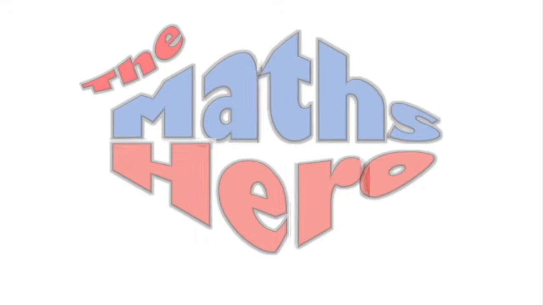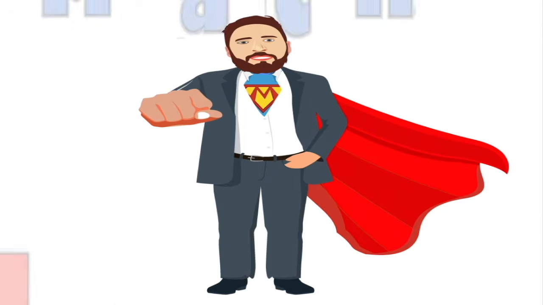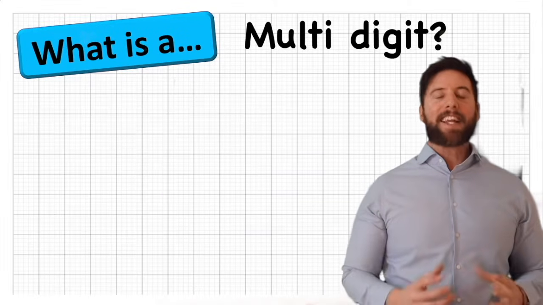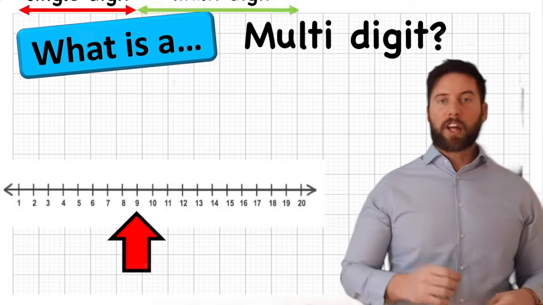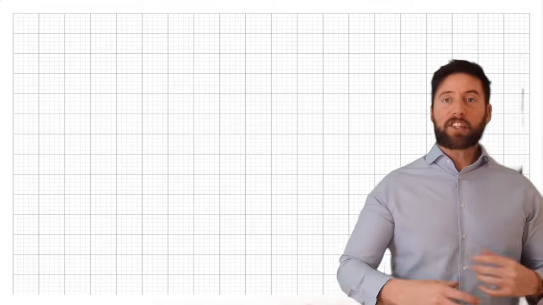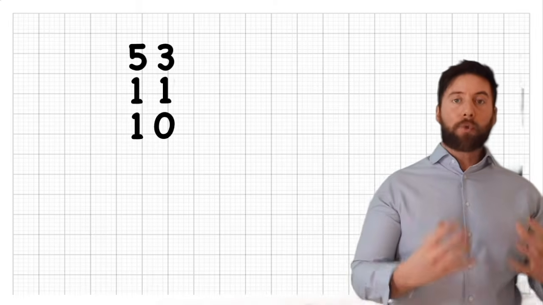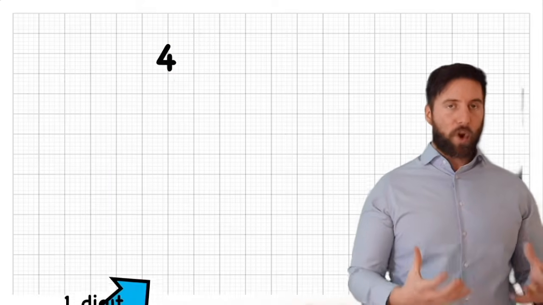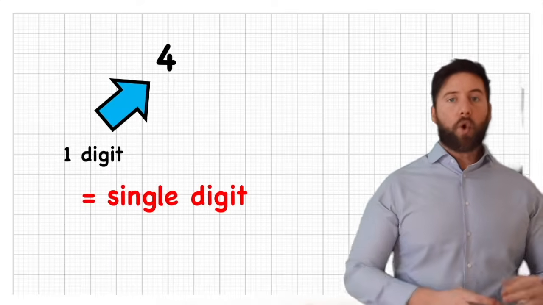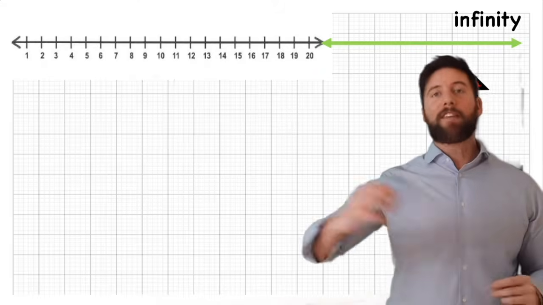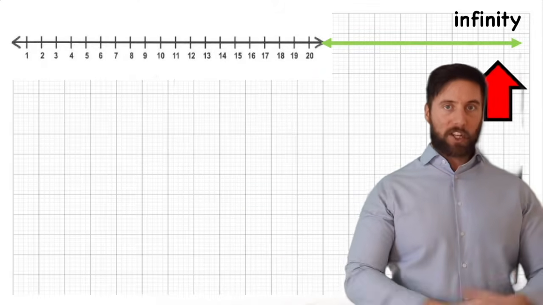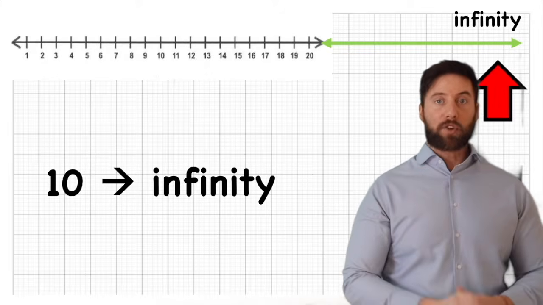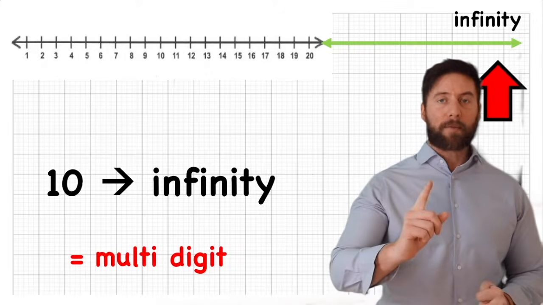Right, first, what is a multi-digit? Well, a multi-digit is any number greater than 9. So for example, 10, 11, 53, these are all multi-digit because they have more than one digit. Okay, the number 4 is just a single digit because it's just one digit on its own. And we can go all the way from 10 to infinity, all multi-digit numbers, because they're all going to have multiple digits going along the place value chart. Okay, so that's very important to understand before we start.